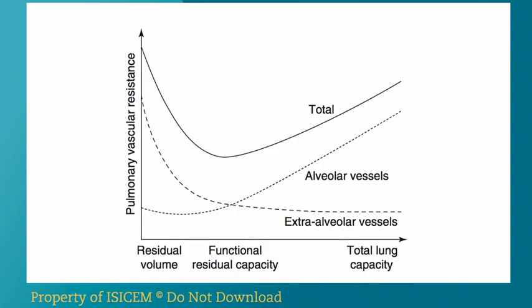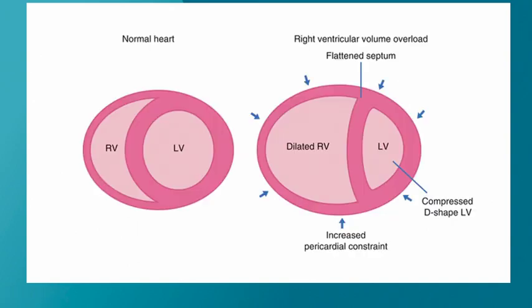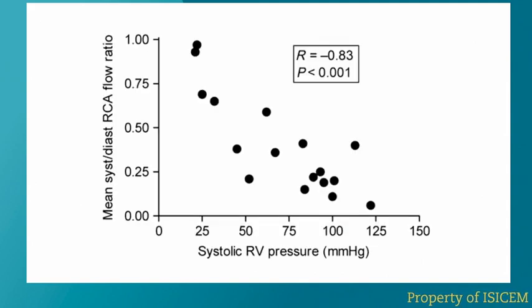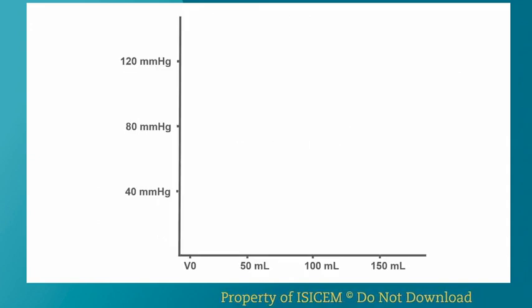So the differential effects on the alveolar vessels and extra-alveolar vessels are related to the lung volume, meaning that we get a U-curve in the total pulmonary vascular resistance, and also a direct effect of a dilated right ventricle on the left ventricle, and also a decreased coronary flow as the right ventricle systolic pressure increases.